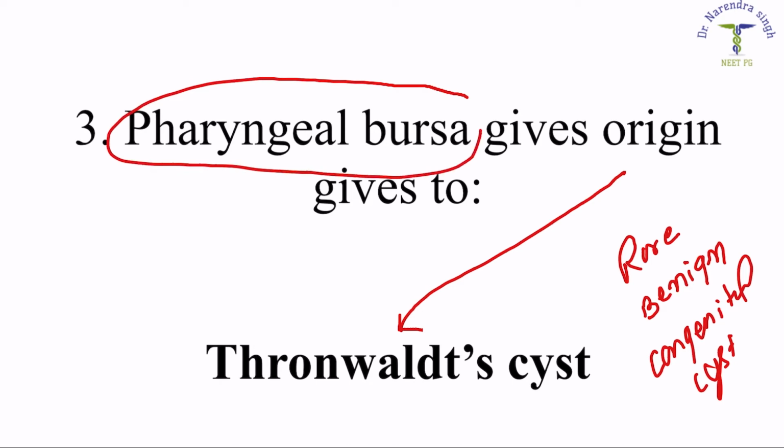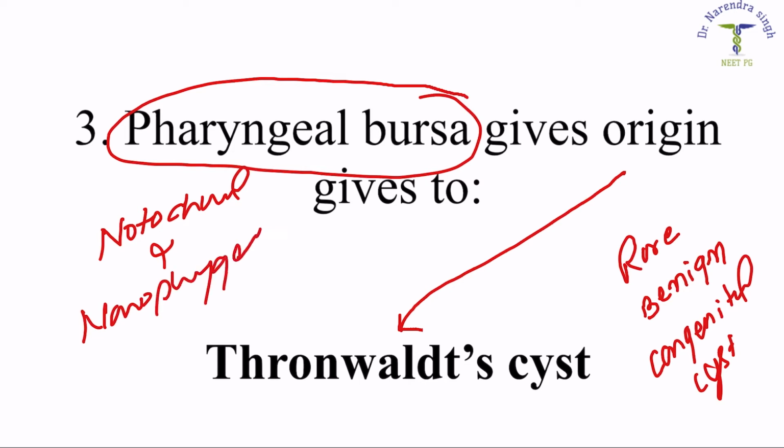And this bursa is formed by communication between the notochord and the nasopharyngeal endoderm. Nasopharyngeal endoderm. So here 3 questions have been formed.